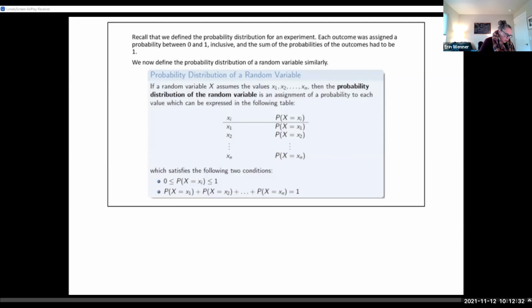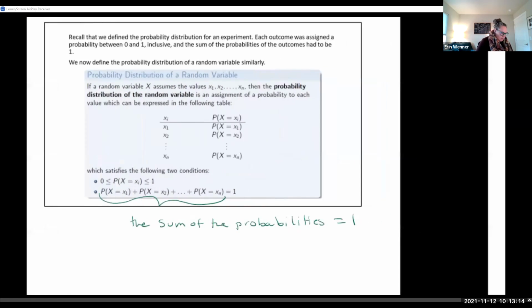The two things that they're talking about here, it must satisfy the two conditions, is that the probability of the outcome must be greater than or equal to 0, but less than or equal to 1, and that the sum of the probabilities needs to equal 1. So at first, this feels very weird, okay? All I'm trying to say is that we're looking at these outcomes, and instead of thinking about them individually, we're assigning something to them. So let's look at an example where it makes more sense.